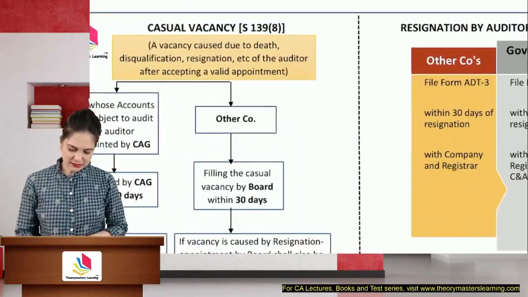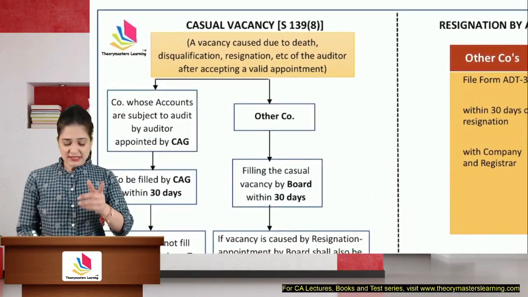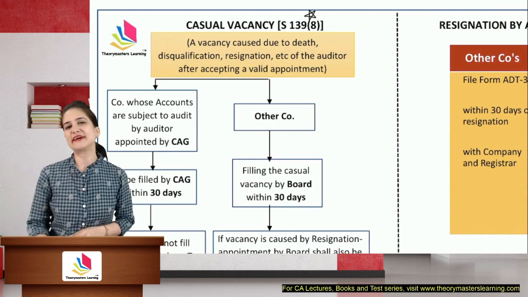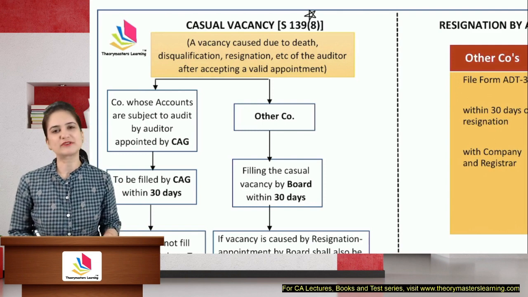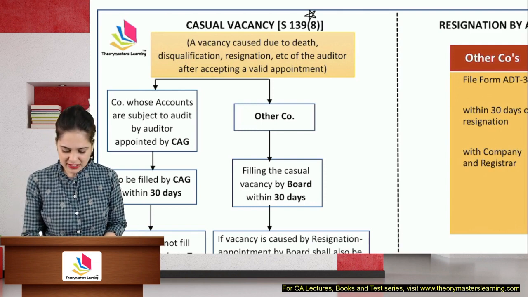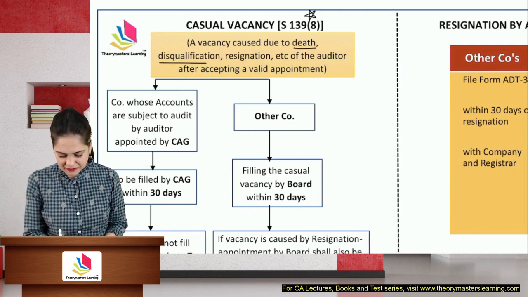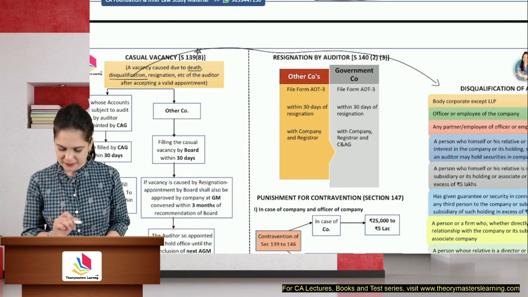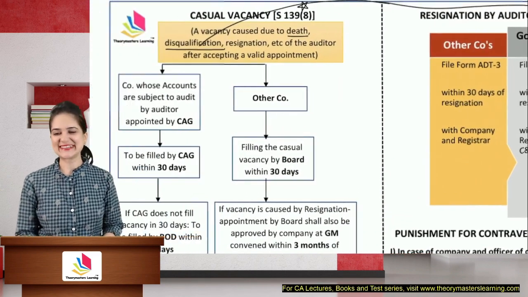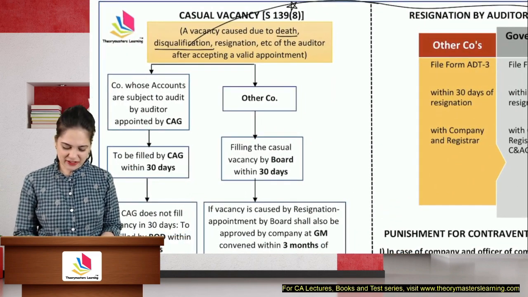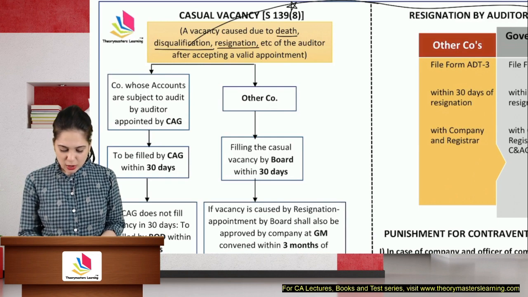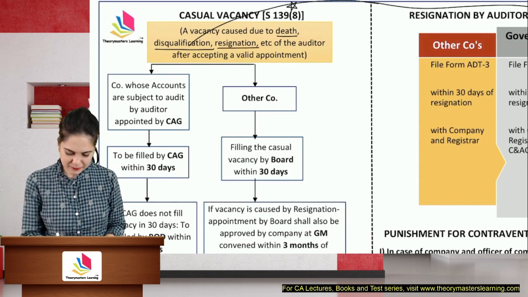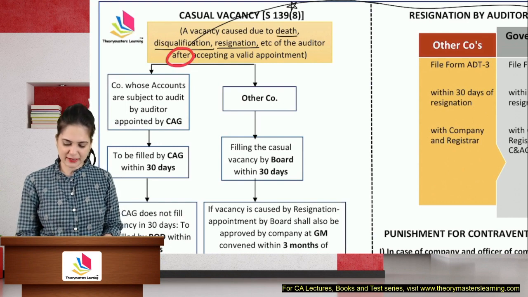Next, let us discuss casual vacancy. Section 139 subsection 8. The term casual vacancy is not defined in law. We just have a general meaning of the word casual vacancy. Now, casual vacancy is a vacancy which is caused due to death, disqualification, which is discussed here. So casual vacancy is caused due to death, disqualification, or resignation of the auditor after, yes, that is important for us, after accepting the valid appointment.